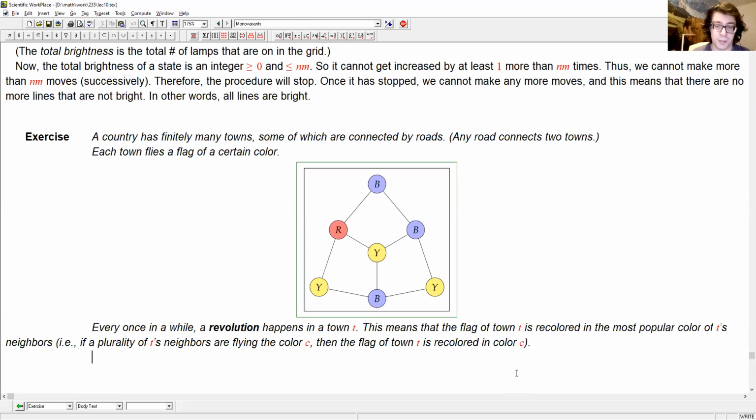Some more fine print. In case of a tie, so basically if the most popular color among C's neighbors is not uniquely defined because there are several with the same popularity, then nothing happens. And also, if C's flag already is colored D, then nothing happens. Of course, recoloring in a color that you already have is pointless, and this does not count as a revolution.